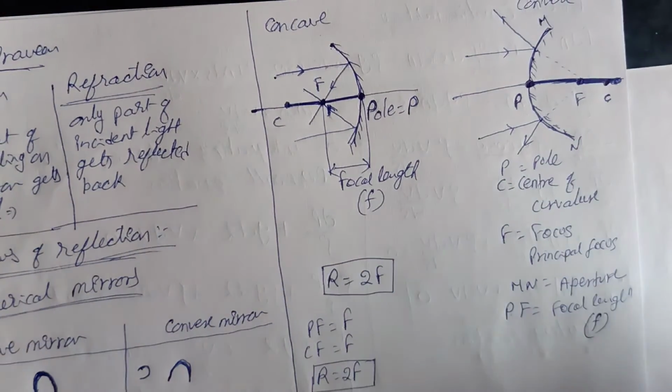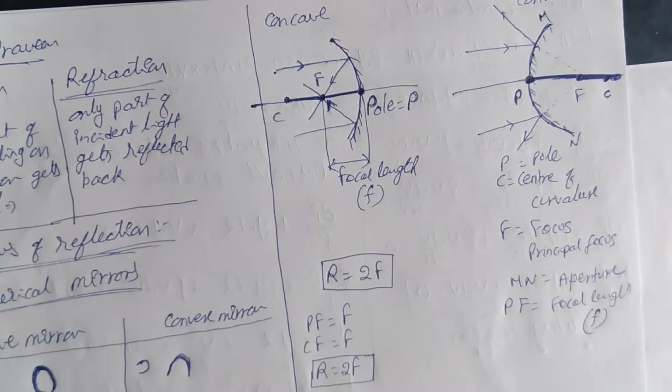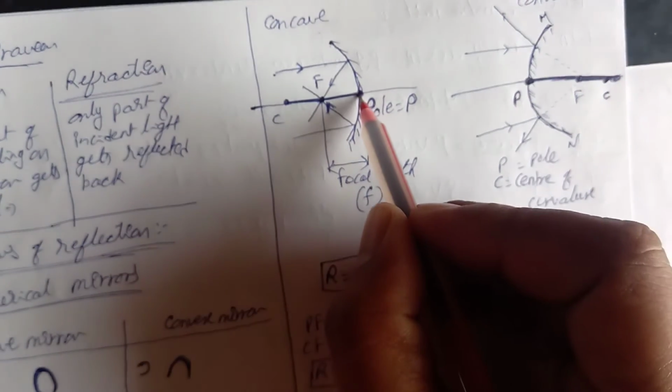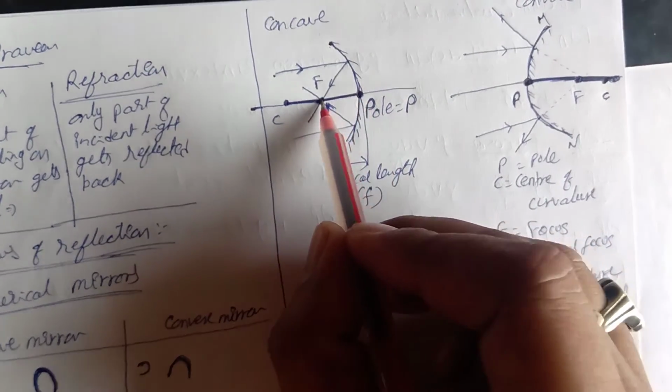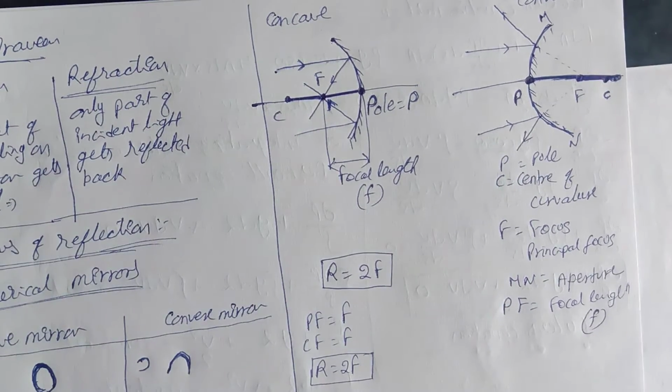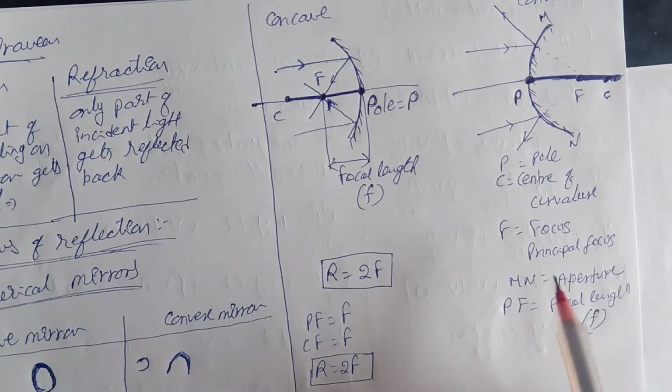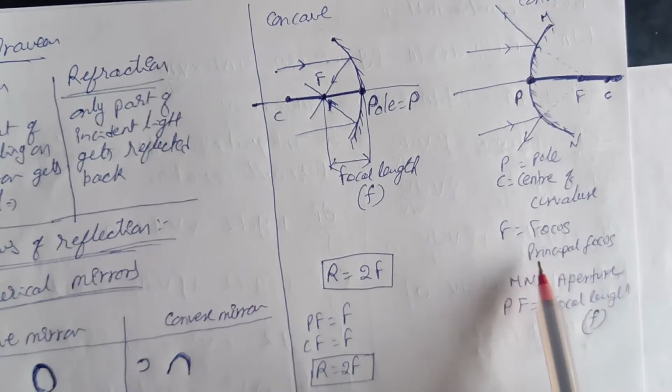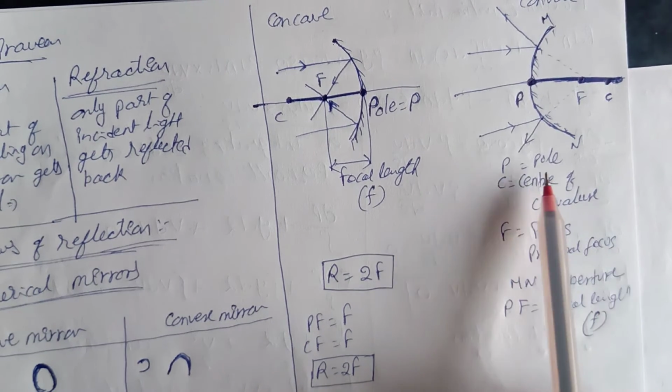In the previous class, we were dealing with concave mirror and convex mirror, and we dealt with what is called pole, what is called center of curvature, and those things. So let's just see a background, a flashback. If you see this concave mirror, this is called pole P, this is called focus or principal focus, F, this is called center of curvature. So C stands for center of curvature, F stands for focus or principal focus, P stands for pole.